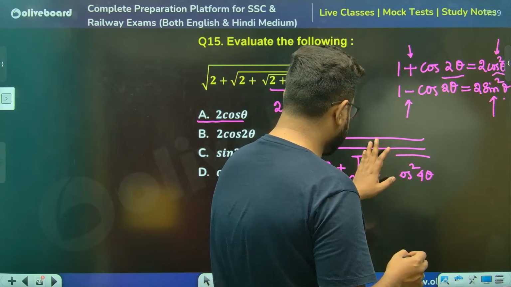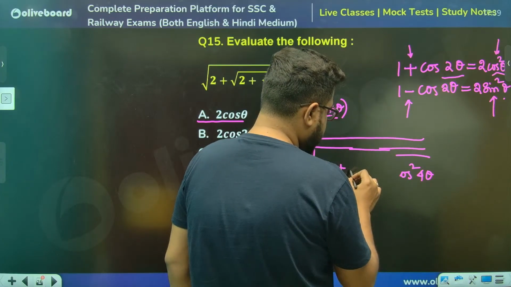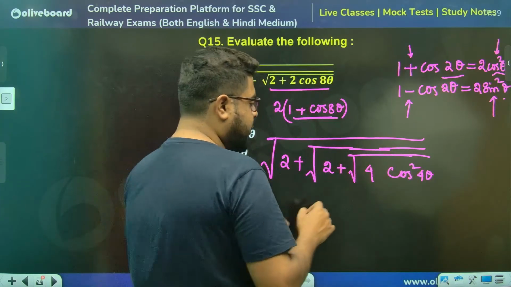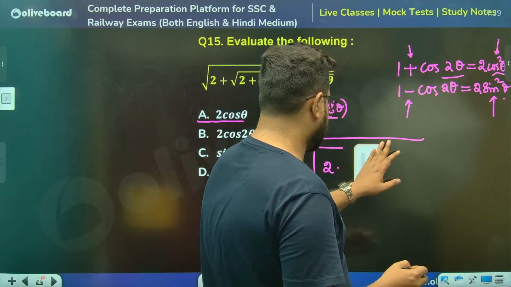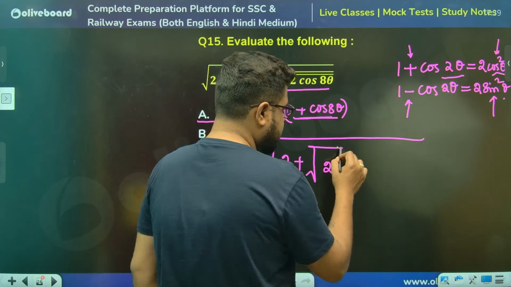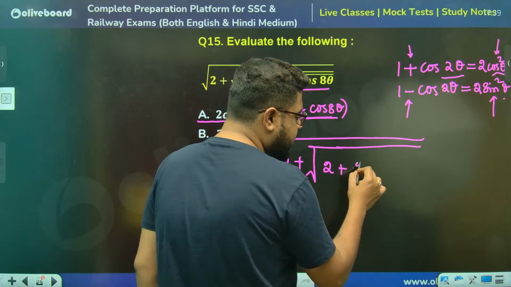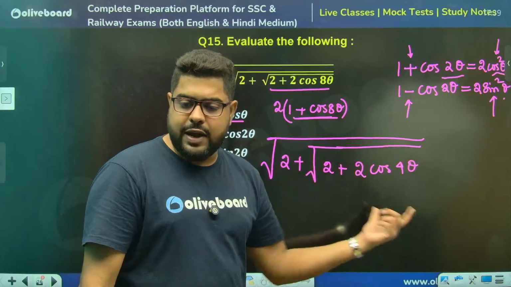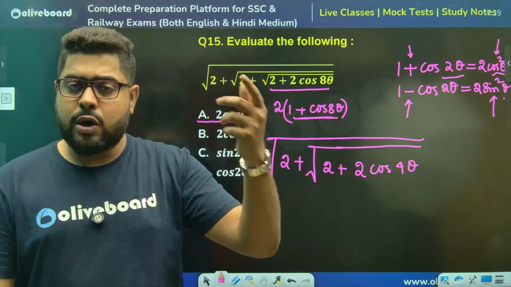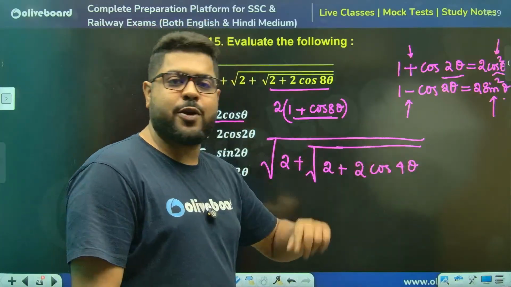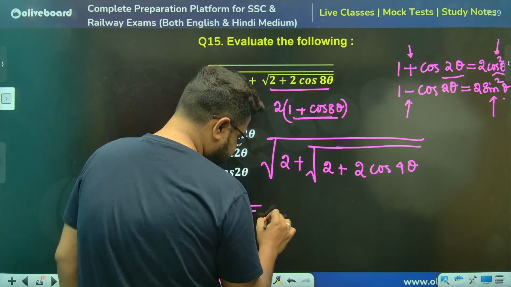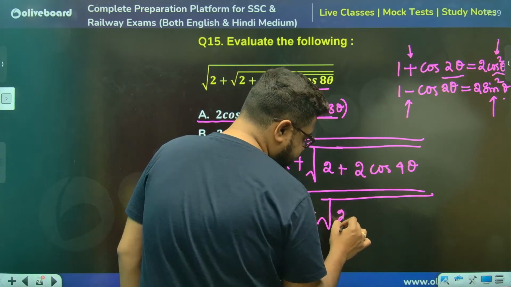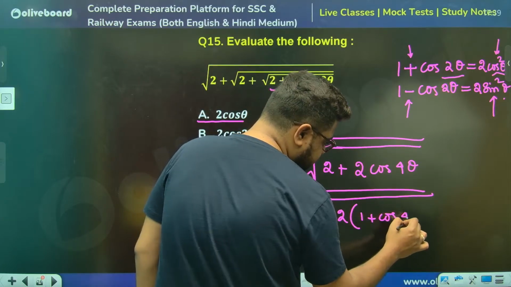Now this becomes 4 cos square 4 theta. Now if you take the square root and get rid of it, it will become 2 cos 4 theta, because 4 cos square 4 theta under square root becomes 2 cos 4 theta. Now again repeat the same process. Meaning, sir, 2 plus, again the second square root, 2 common, 1 plus cos 4 theta.